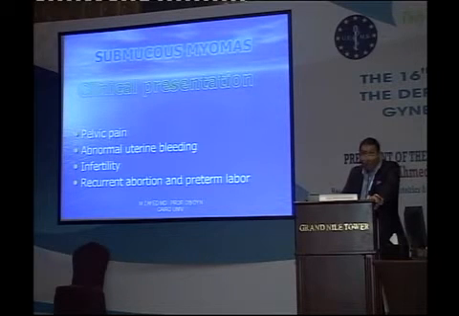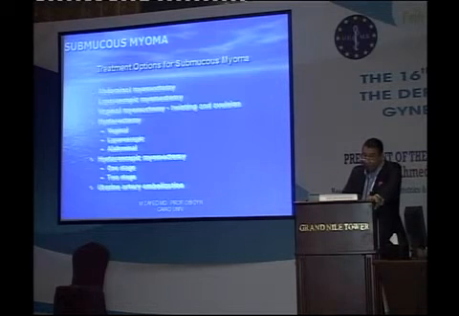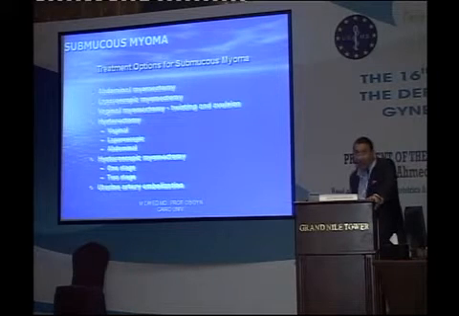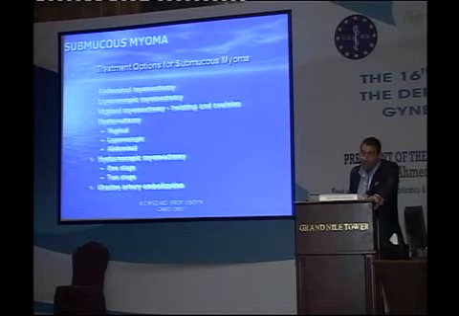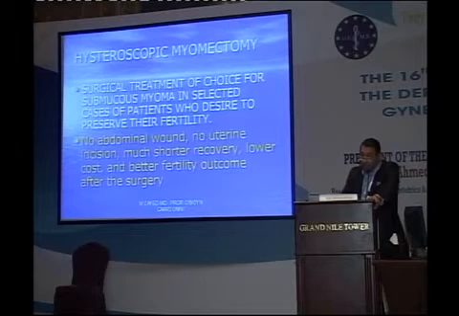And we know that they present as pelvic pain or abnormal uterine bleeding, infertility, recurrent abortions and preterm labor. And there are different treatment options for submucous fibroids, as we all know, starting from abdominal myomectomy, laparoscopic myomectomy, vaginal myomectomy, hysterectomies, hysteroscopic myomectomy as one-stage or two-stage procedures, and uterine artery embolization.